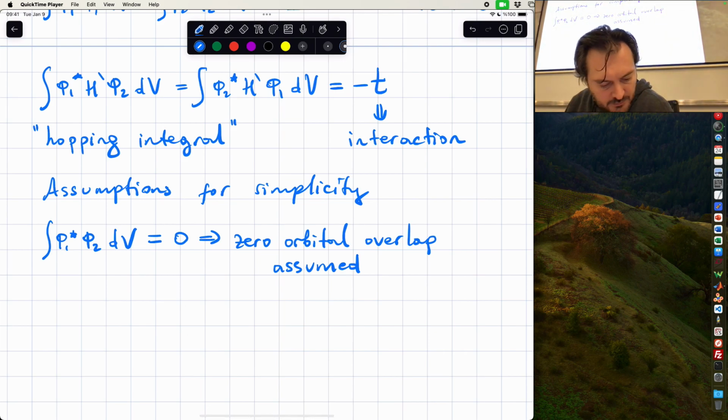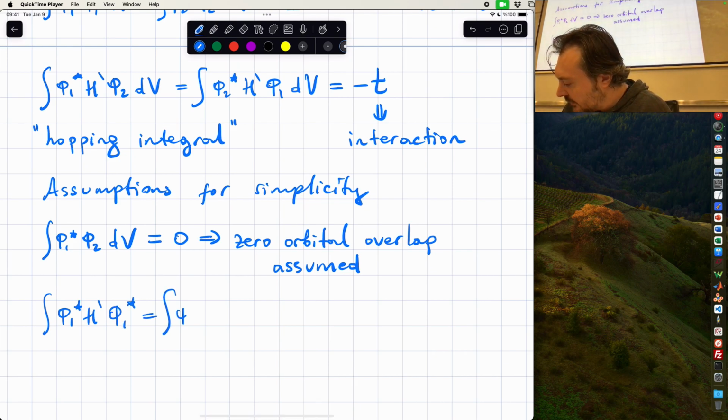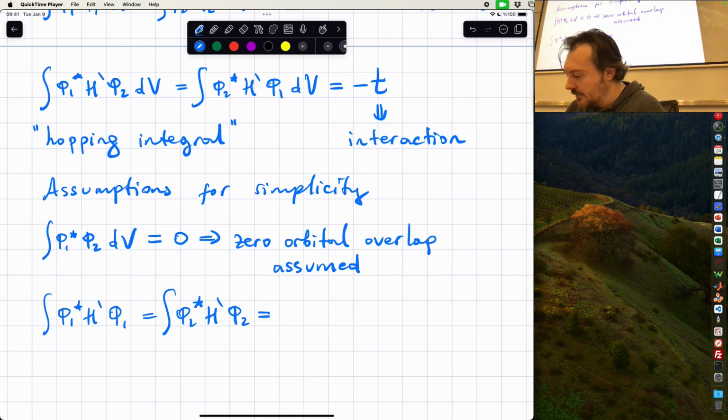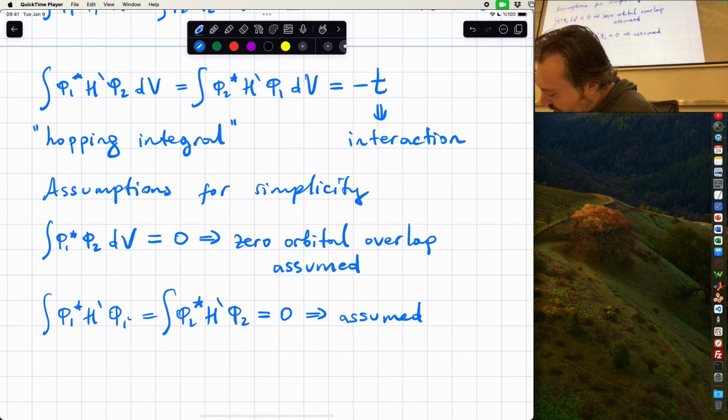Final assumption. Phi 1 star H prime phi 1 is equal to phi 2 star H prime phi 2, and this will be assumed to be 0. This is also an assumption.